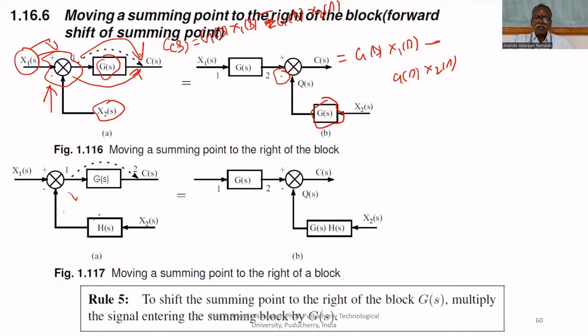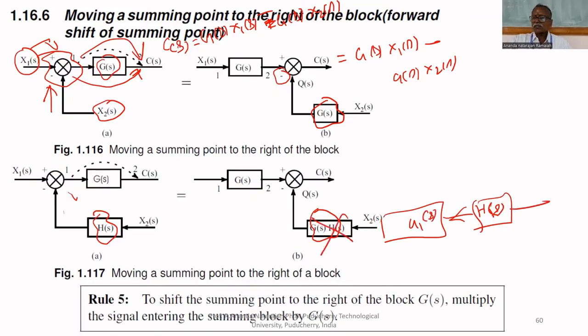Suppose the incoming signal is already multiplied by H of S, then you multiply both by H of S and G of S, because in frequency domain, two blocks can be multiplied together if they are cascaded. How will you add? If you want to add, it will be added like this. Two blocks, G1, H of S. It will be like this, like that.